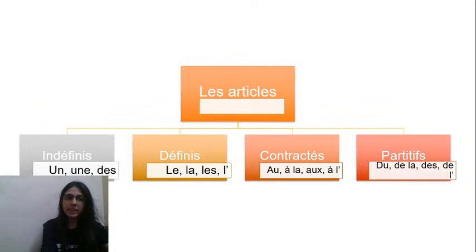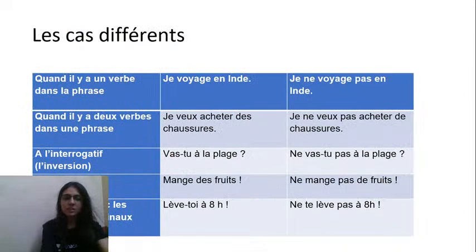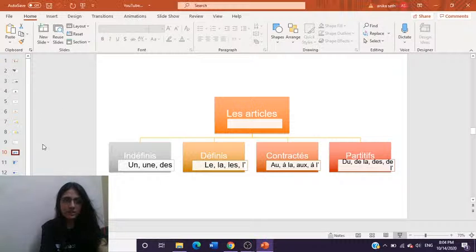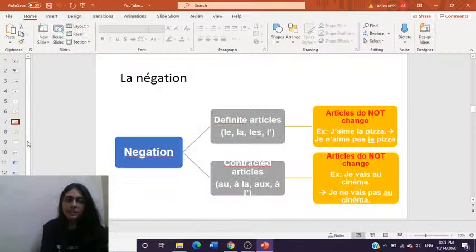So in negative sentences, what happens when we change the sentences to the negative form? The definite articles and contracted articles do not change in the negative form. These articles remain the same. As we can see in this slide, what does not change is the definite article and the contracted article. For example, the sentence is j'aime la pizza. The negative form of the sentence would be je n'aime pas la pizza.